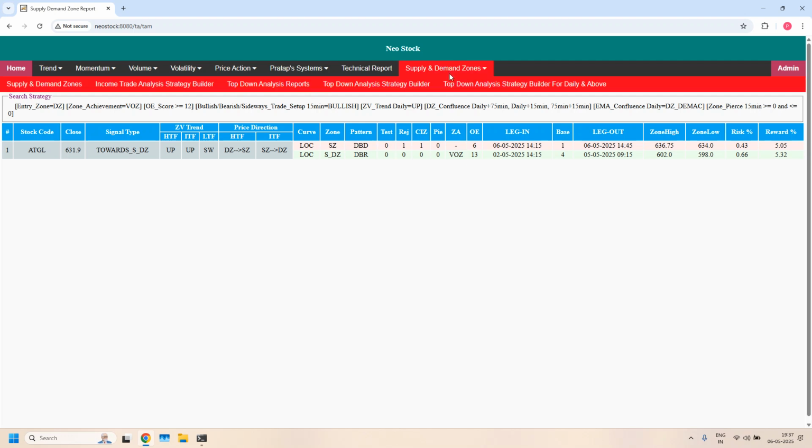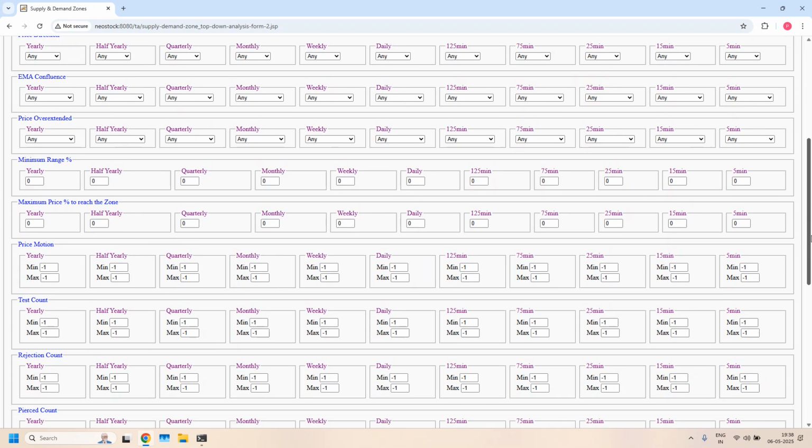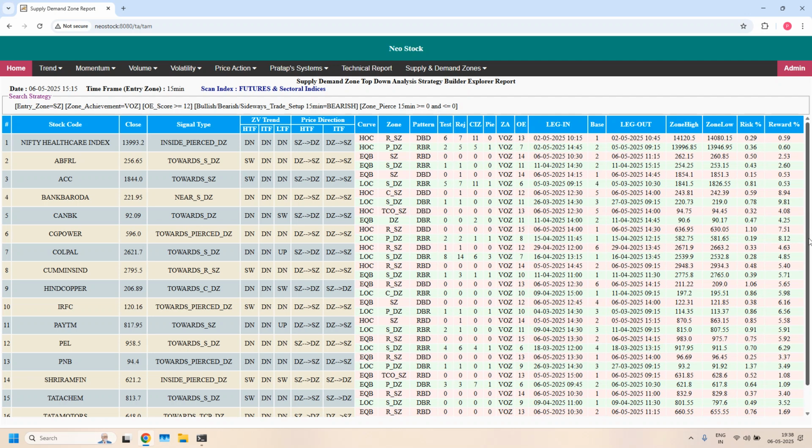So this is the bullish trade setup for daily income trade. Next, the bearish trade setup for daily income trade. Entry time frame is 15 minutes, entry zone is the supply zone, and in bullish, bearish or sideways trade setup I am selecting bearish at 15 minutes. Zone achievement VOZ, minimum odd enhanced score 12, and the 15 minute supply zone should not be pierced. So in the pierced count at 15 minutes time frame, minimum value 0, maximum value 0. With these filters, we got 17 stocks. So first 15 stocks in the list.